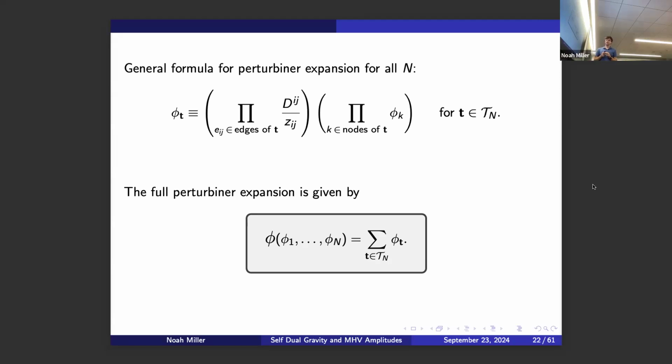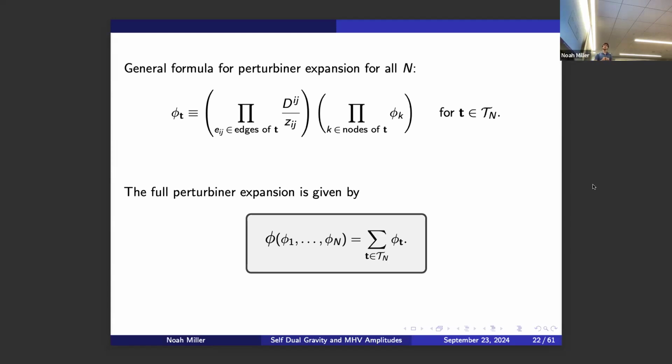And the general formula for the perturbiner expansion is given as follows. Here we have the perturbiner expansion, which is a function of n seed functions, seed functions 1 through n, which are just n different gravitons. And I'm saying the full perturbiner expansion is just a sum over all these tree graphs, where for each edge you have a d_ij over z_ij, and then you multiply by all the nodes in the graph. And so there's a full perturbiner expansion for self-dual gravity.